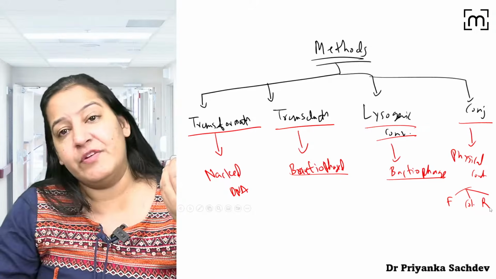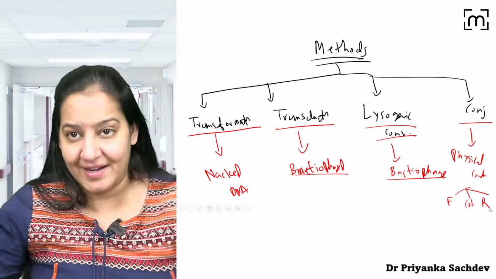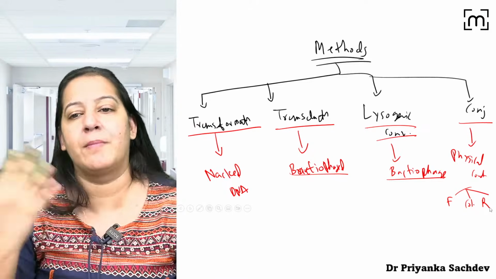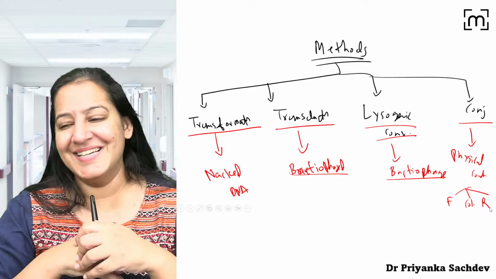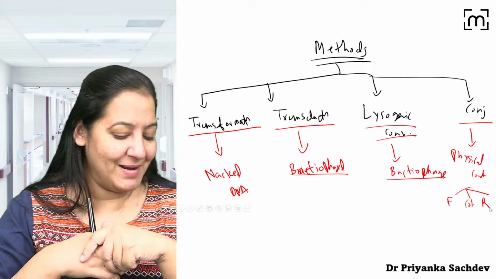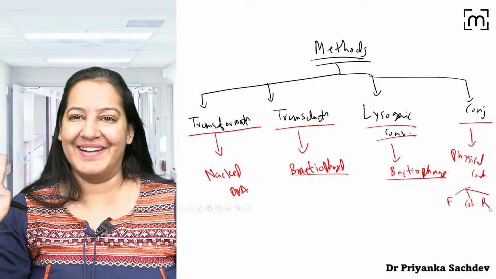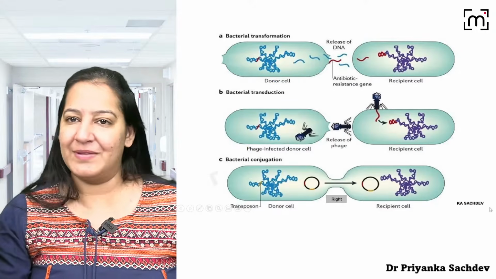So one is male, one is female, one is donor, one is recipient, and a sex tube, the sex pilus, is formed. We have learned that. Everyone give me a thumbs up. Come on, you got it? Yes, absolutely right. You people are so smart, right? You have learned the 4 methods with examples, with everything.